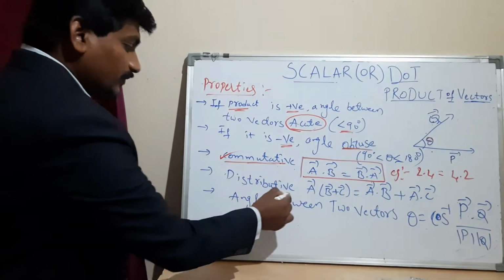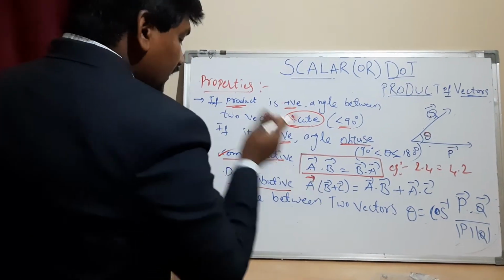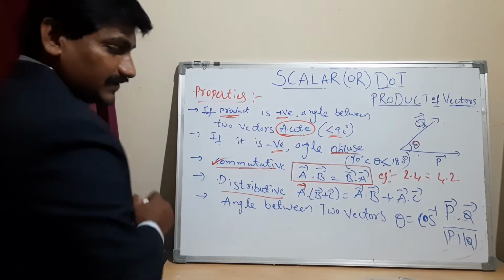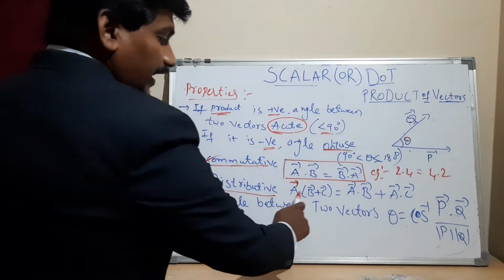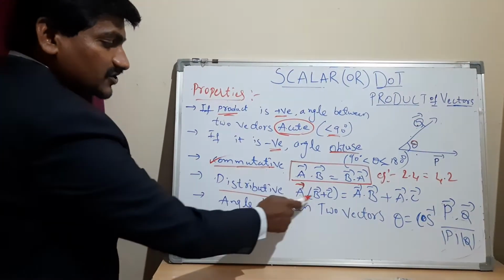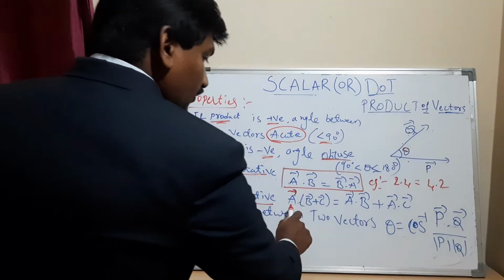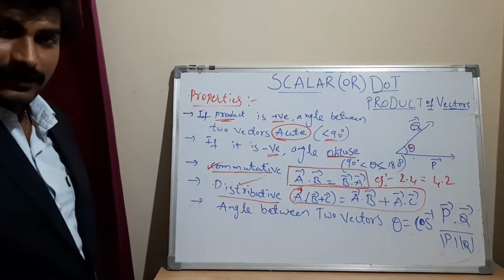Next, the distributive property. Let us say vector A is doing the product with B plus C. I can multiply like normal multiplication in the dot product: A dot B plus A dot C. That means this vector has distributed across the other two vectors. Therefore this property is called the distributive property, right?